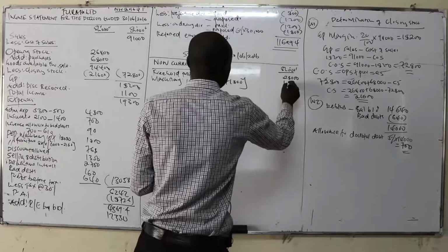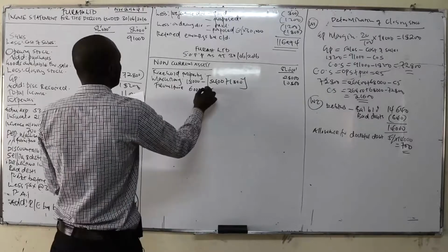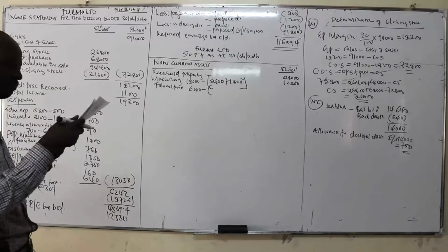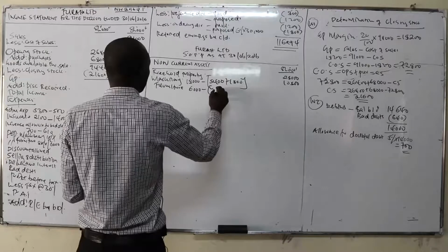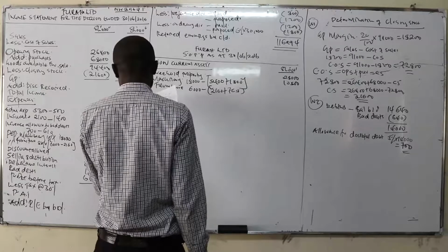We have furniture. Furniture, the total cost is how much? 6,000. And then the accumulated depreciation for furniture is how much? 2,160, isn't it? So 2,160 plus 768, which becomes now how much? 3,072. I hope you are following. Those are the only non-current assets we have in this question.